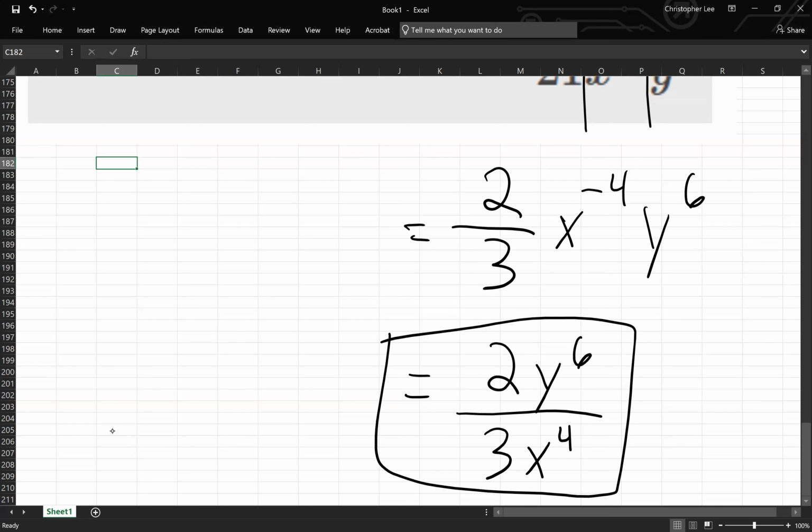So x is going to the bottom because that's a negative exponent power, right? It's negative 4. So negative 4 got to go in the denominator, become positive. The y is to the positive 6, so you just kind of put that in the numerator and you're good to go. Yeah, because it's positive. All right, let's keep moving.